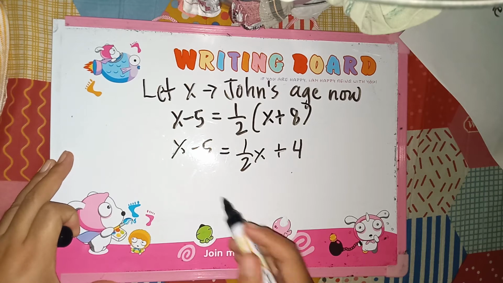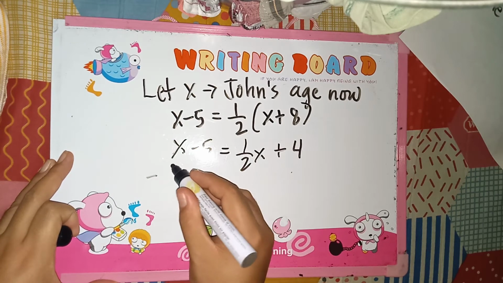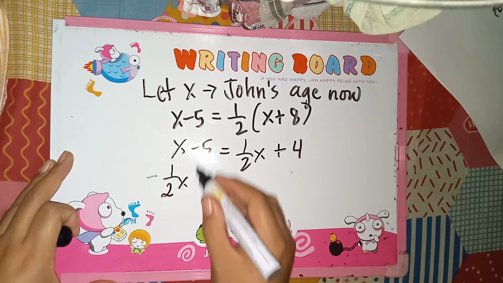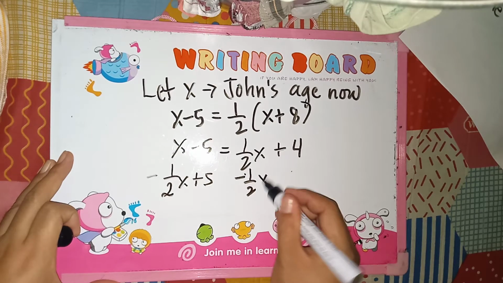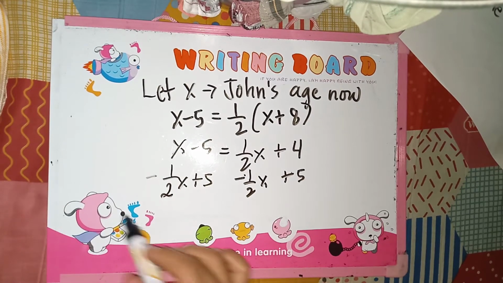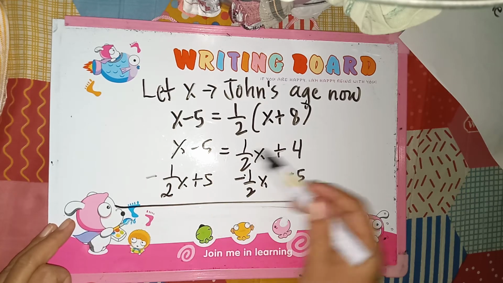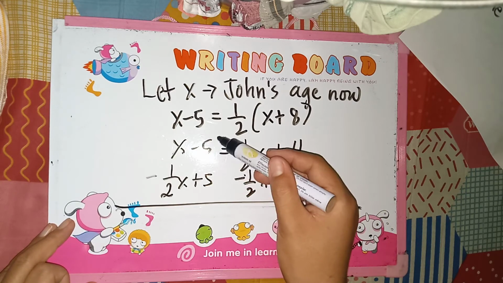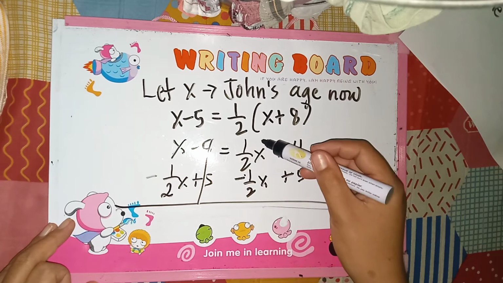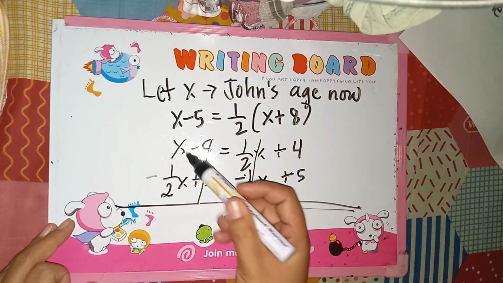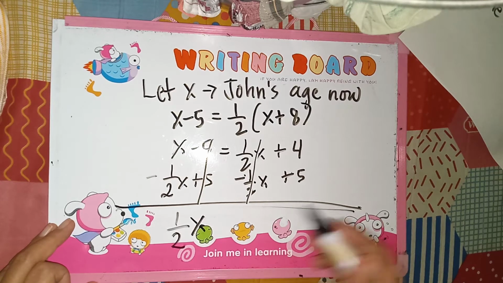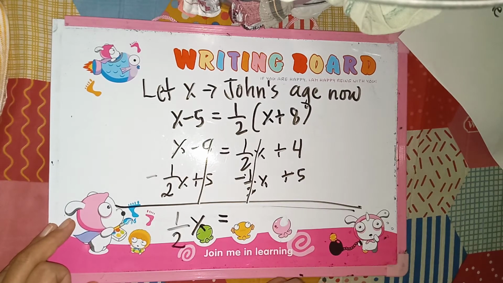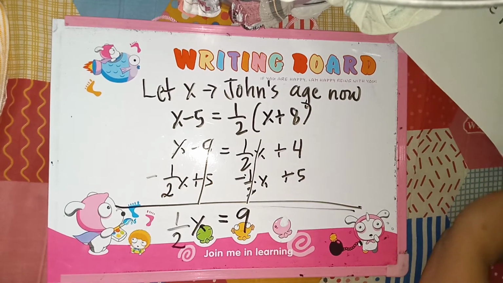Then we are going to subtract 1/2 x here, tapos plus 5. Dito naman minus 1/2 x, dito plus 5. Okay, so having this, ito negative 5 and 5 cancels out na yan. Ito din cancels out. So we only have x minus 1/2 x is equal to 1/2 x equals 4 plus 5 is 9. Okay, so we already have 1/2 x equals 9.